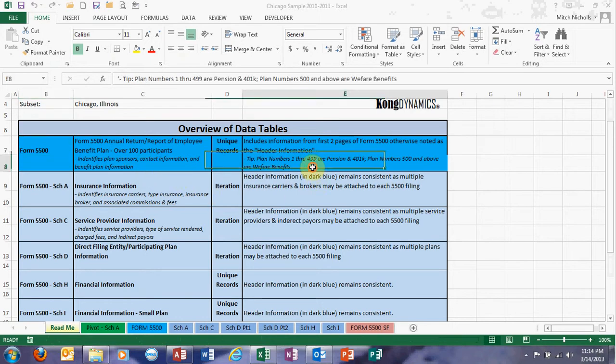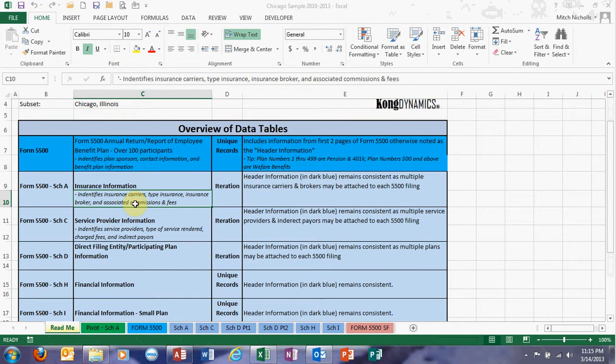And a quick tip for everyone, most of you already know, but others that are not too familiar with the 5500: plan numbers 1 through 499 are the pension and 401k. Plan numbers 500 and above are the welfare plans. The group medical, life insurance, and stuff like that are going to be the plan numbers 500 and above.